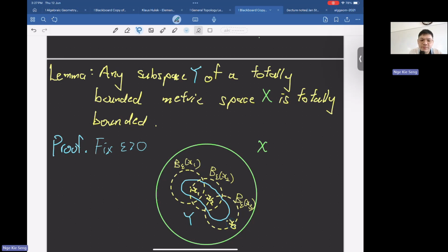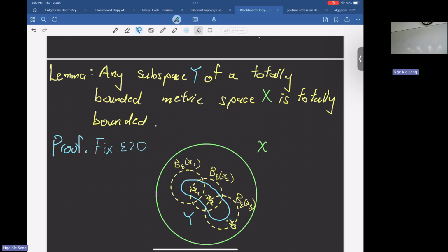Is it possible? Intersection. So what kind of intersection do you have to look for? You mean check the intersection of y and the last ball here.